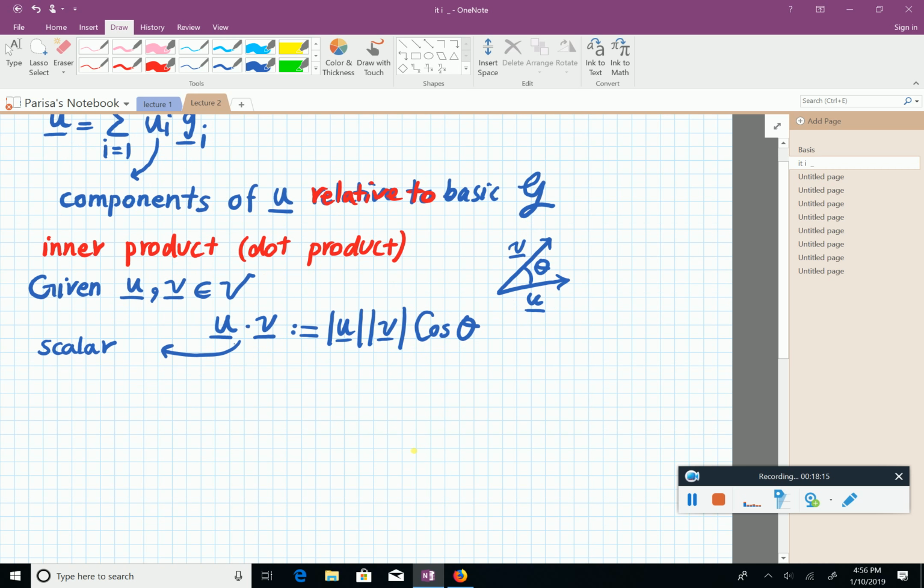So sometimes we use the word perpendicular. For some reasons that you will see in a second, I use the word orthogonal. Just the same thing. Now, that brings me to the definition of orthonormal basis.